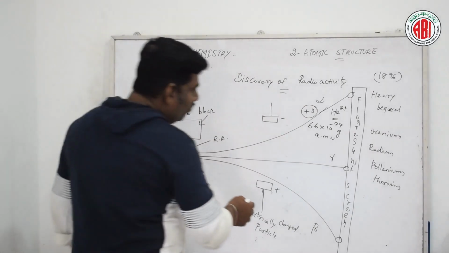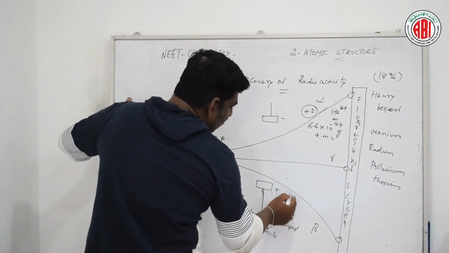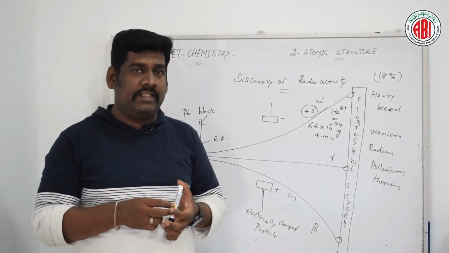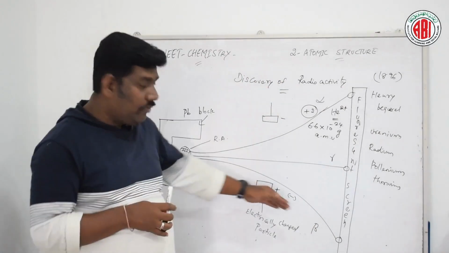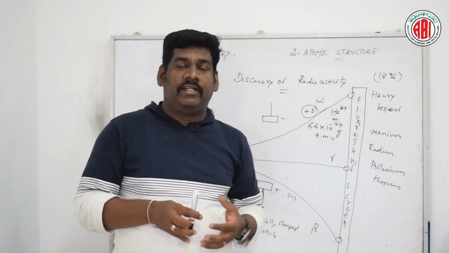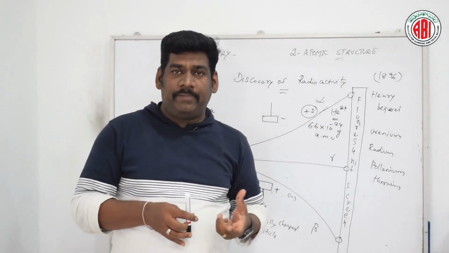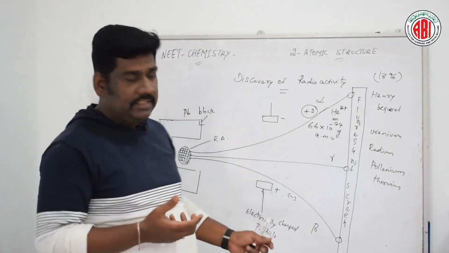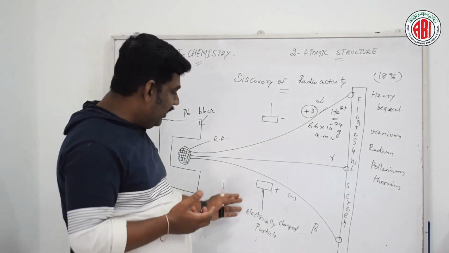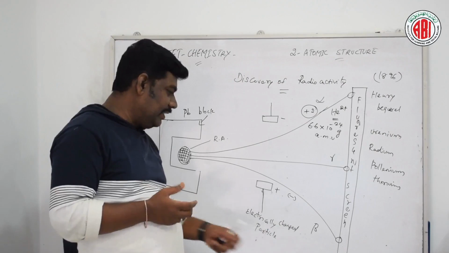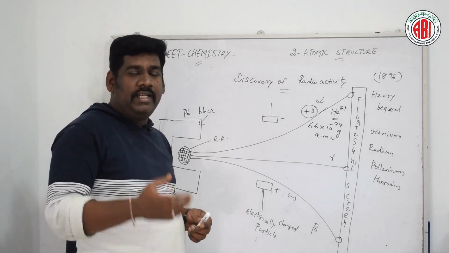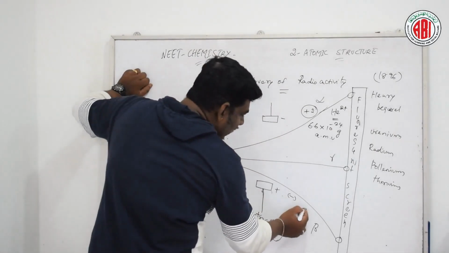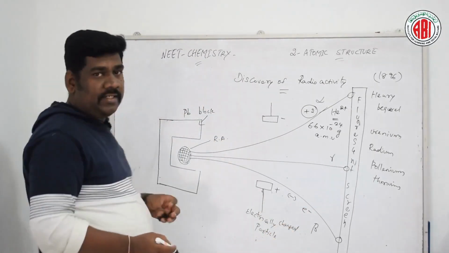So these rays could contain the negatively charged particles, which have the same charge by mass value as the cathode rays. The particles present in the beta rays are almost equal to the nature of electron. So these rays' particles are equal to the nature of electron.